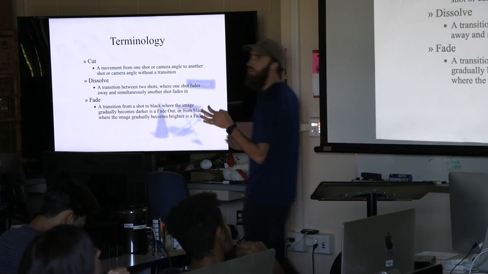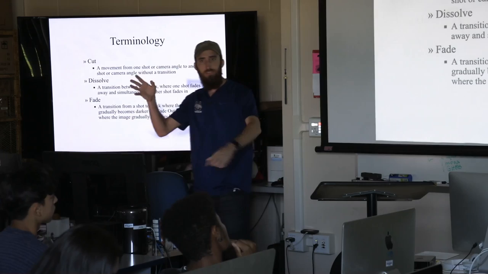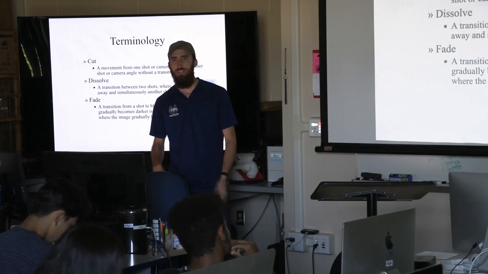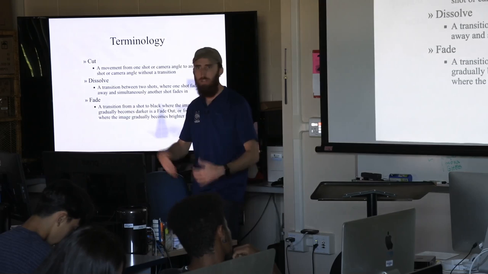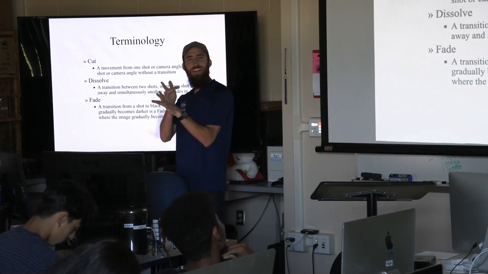Okay, a cut is a movement that goes from one shot or camera angle to another with no transition. So we have this shot, and then this shot. Okay, what's fantastic about a cut is you can use any sort of editing software in order to really create that transition. Why? Because there is no transition. It just goes shot, shot, shot, shot, shot, right? That's what you're supposed to be doing with your cuts.